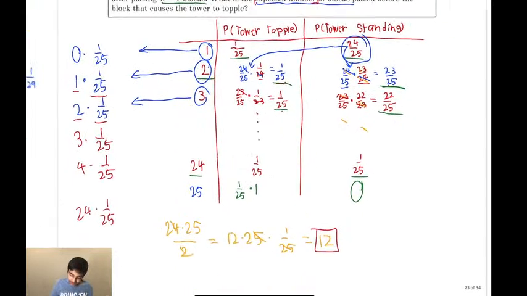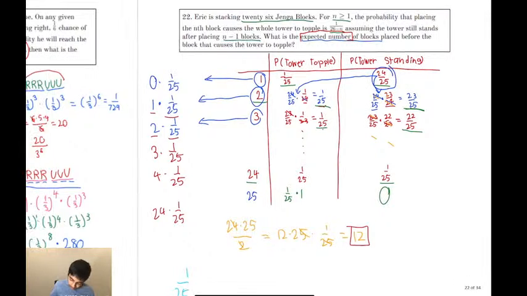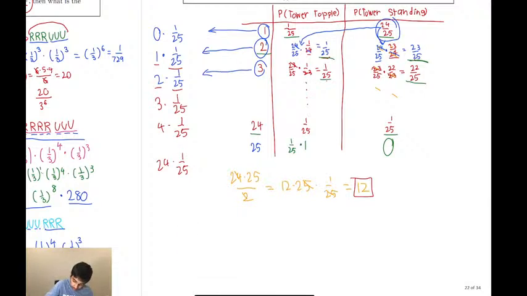So basically the idea here is you see that there's a 1 over 25th chance of the first block toppling, and so on. We have this table here. A way to guess it is to remember that the 25th block is guaranteed to topple. So even if it goes up to 24, the maximum is 24, and the minimum is 0. The maximum number of blocks that can be placed is 24, because there's a guarantee that the 25th block will cause the whole tower to topple.